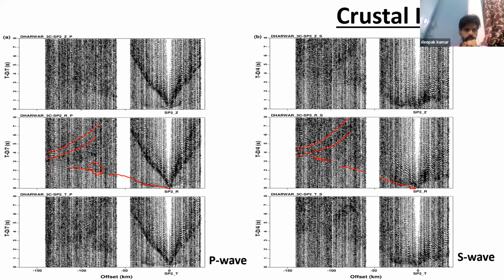So data is very clear for R, and that is why our strategy was to pick the data for R first, and then we can go for the other components. Okay, so this is the example for the P wave. Okay, and this is the example for the S wave. Hope the talk is interesting.